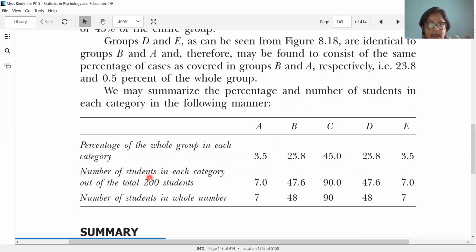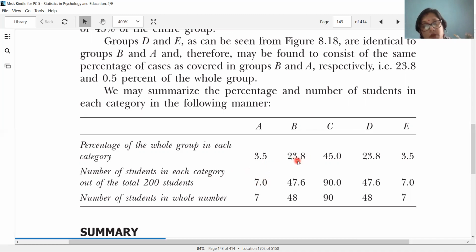Now, the number of students in each category out of the total 200 students. We need to convert this into round figures, out of 200 students according to the given problem. By doing the calculation, the number of students in each category out of a total of 200: 3.5 divided by 100 into 200, so you will get 7.0.